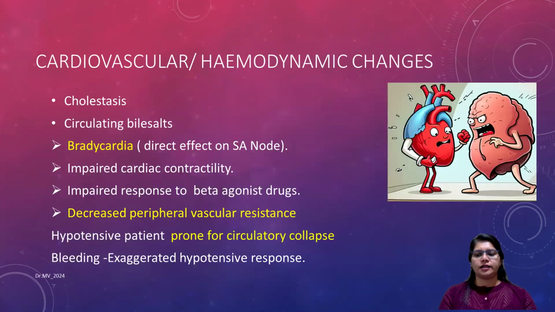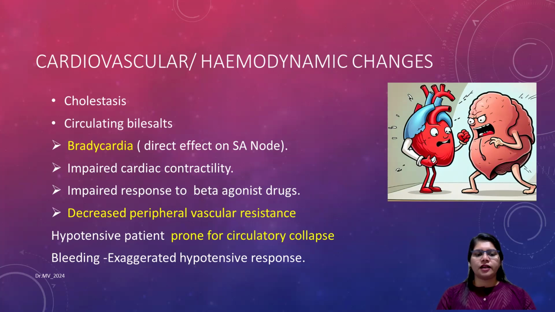Now let's come to the major manifestations like cardiovascular changes. What are the cardiovascular changes because of obstructive jaundice? In cholecystitis, there can be increased cardiac output due to the decreased peripheral vascular resistance and hyperdynamic circulation. Due to circulating bile salts, the patient can have bradycardia because the bile salts will have a direct effect on the SA node. There can be impaired cardiac contractility and impaired response to the beta agonist drugs.